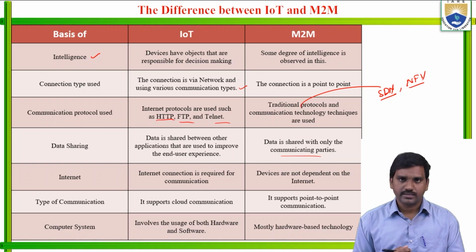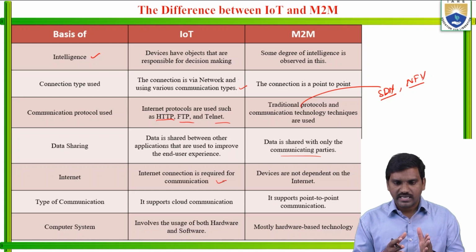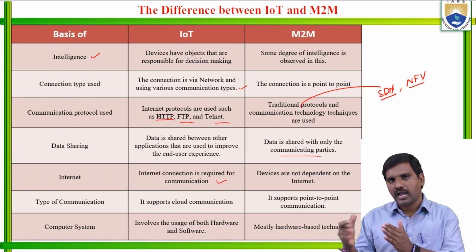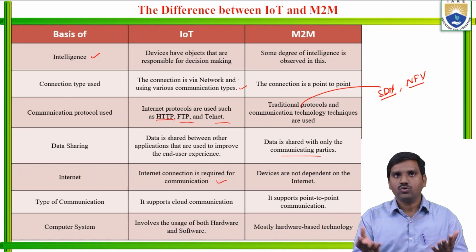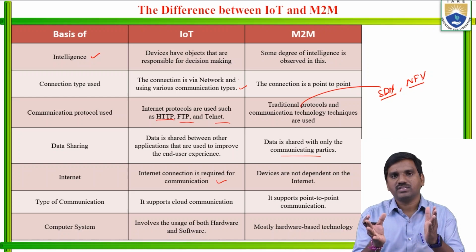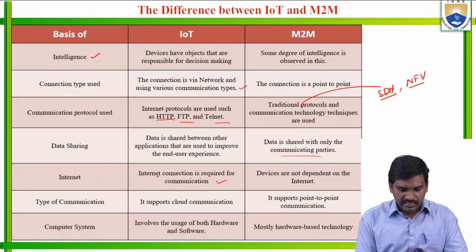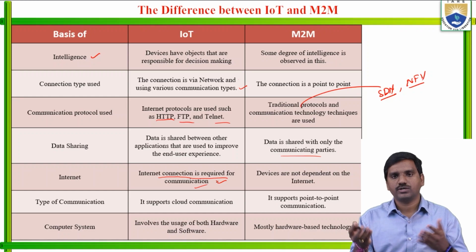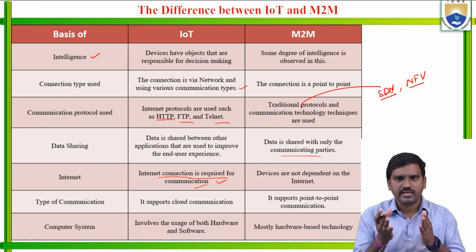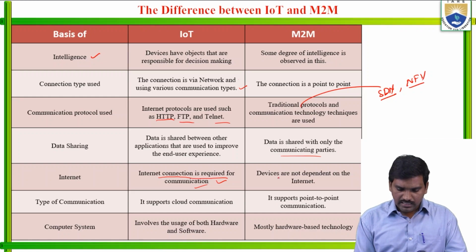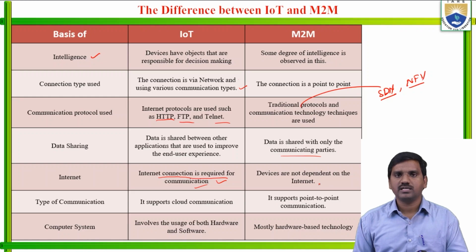In terms of internet, an internet connection is required for communication. Every device connected to the internet can act as an IoT device. In a home application, either a TV or fridge or any other electronic gadget that is connected to the internet is called an IoT device. So an internet connection is compulsory for communication, in order to store or see data from any device. Here, the devices are not dependent on the internet.